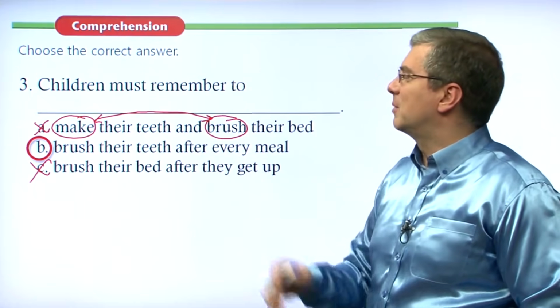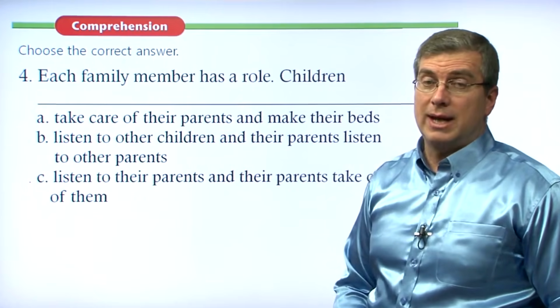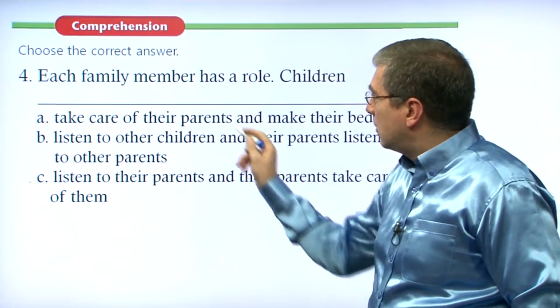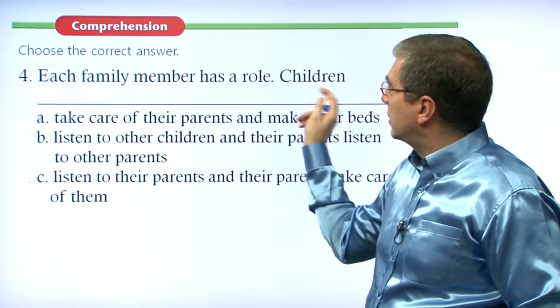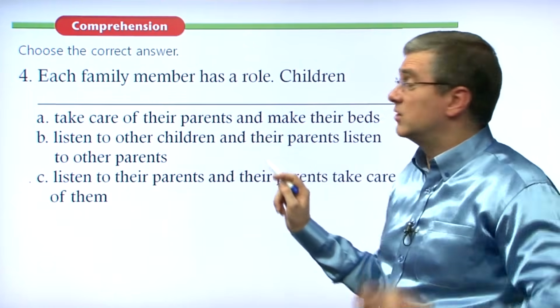Silly. Okay, number 4. Each family member has a role, right? Each family member has a role. So it's going to say what the children's role is, and we can see many of these answers are going to talk about the children's role, and they're also going to talk maybe about their parents. Let's look at each answer in turn.